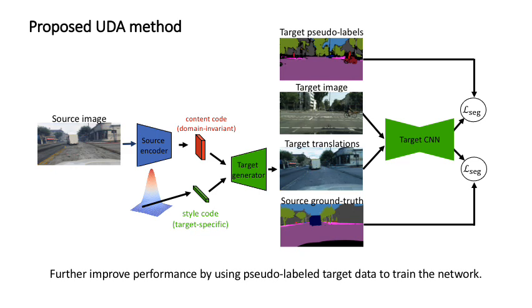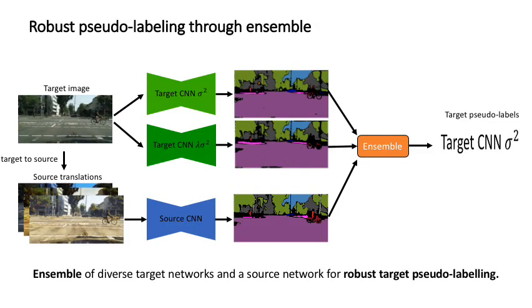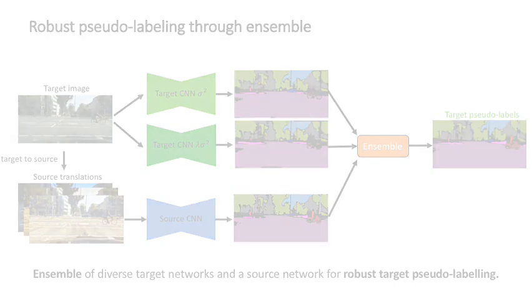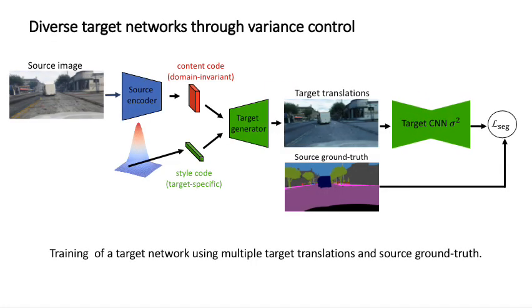Further, we exploit stochasticity in the translation to generate robust pseudo-labels for the unlabeled target domain data, which allows us to train more accurate target domain networks. Specifically, we use an ensemble of a triplet of networks: two target domain networks trained with different degrees of stochasticity in the translation, and a source network. The first target network is trained using a distribution of translated images, as we mentioned earlier.